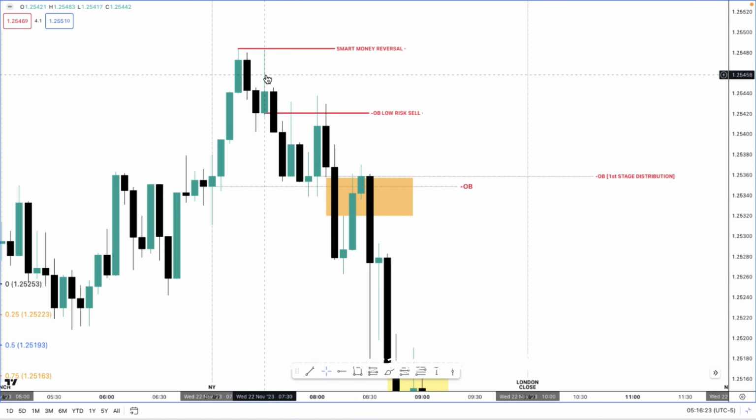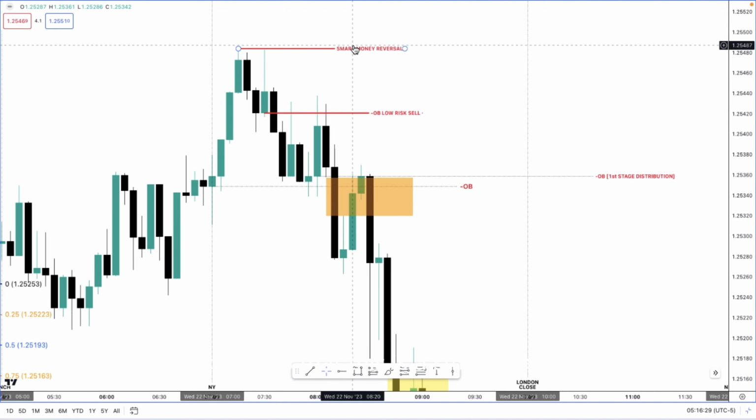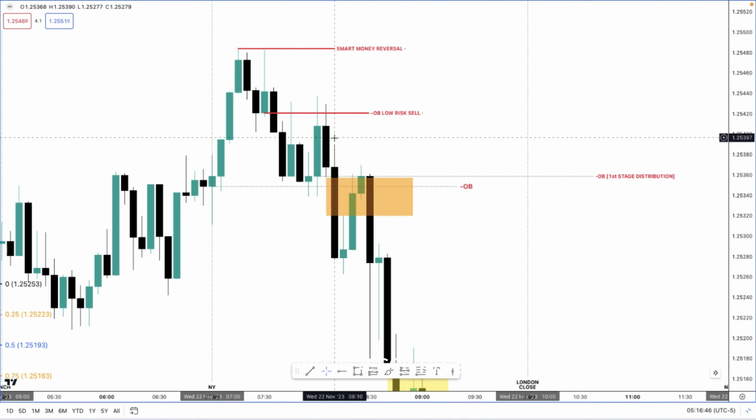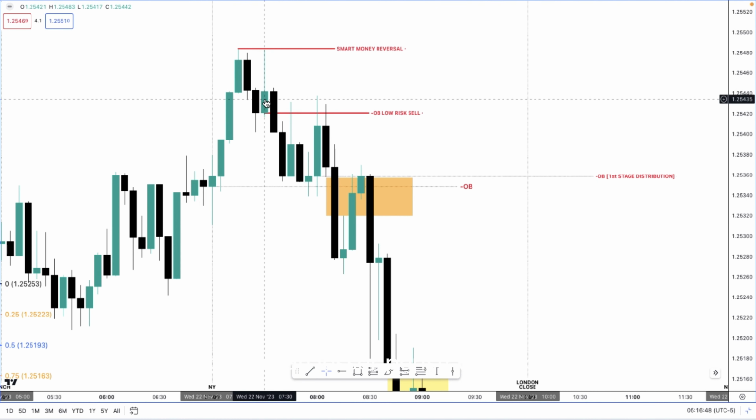Does this candle take out the high of this candle? No. That confirms that this is a smart money reversal. What is that? That's a green candle. Smart money reversal means that we are bearish. We're in a sell program. It's the first stage of smart money traders that are going to be selling this. If we're in a sell program, the green candles are bearish order blocks.